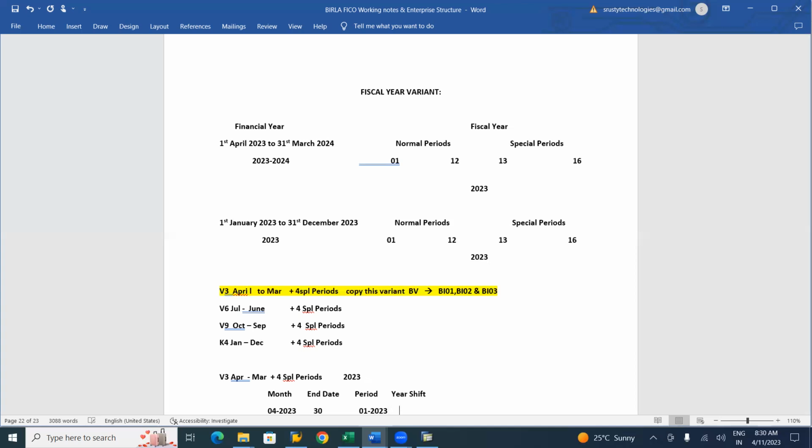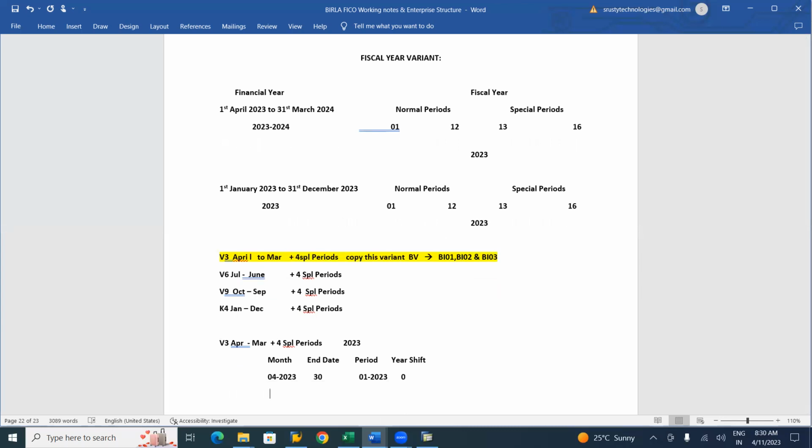0. Year shift would be 0. How many years are there in this particular fiscal year? 2 years. So how will the system understand whether it is related to 23 or 24? It will check your fiscal year against the period year, right? So the fiscal year minus the period year, that is what SAP will do. Okay, it will be 0. Next one.